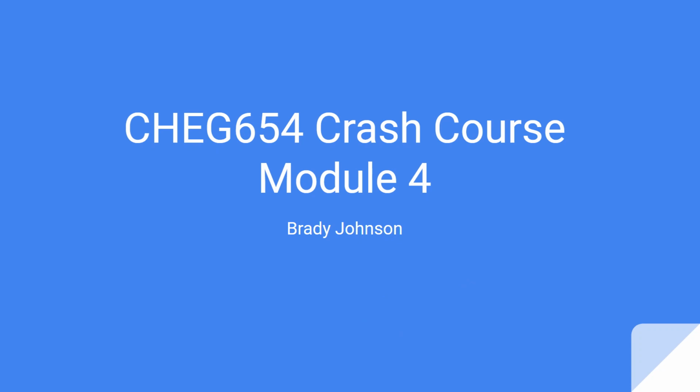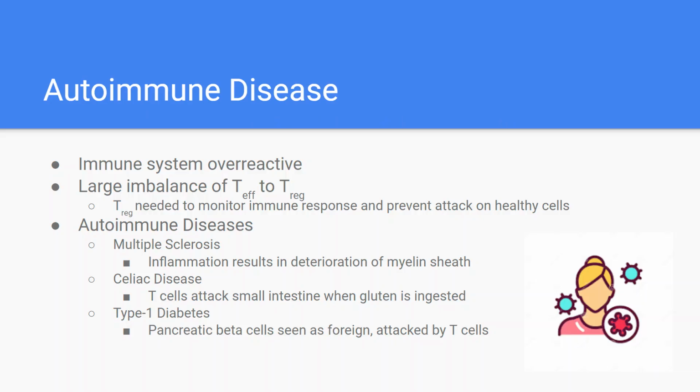This video will cover autoimmune diseases, including why they happen, various types of autoimmune diseases, and different approaches to treatment. Autoimmune diseases are caused when the immune system is overreactive. There's a large imbalance of T effector cells to T regulatory cells, favoring the T effector cells. This is bad because T regulatory cells are needed to monitor the immune response and prevent the attack on healthy cells. So, when they're greatly outnumbered, they're unable to properly monitor the immune response, and a lot of self antigens are causing these autoimmune disorders.